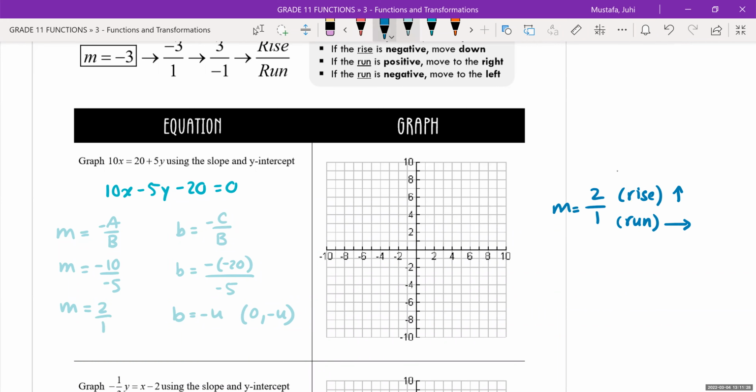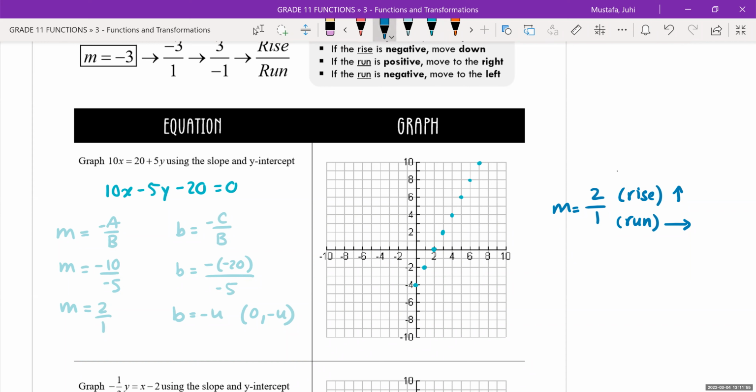And the starting point is going to be at 0, comma, negative 4. So you start at your y-intercept, which is 0, comma, negative 4. And then your slope tells you move up 2 units and 1 unit to the right, and you make a point. Up 2, 1 right, up 2, 1 right. And then I usually just follow the trend until the very end of my grid paper.